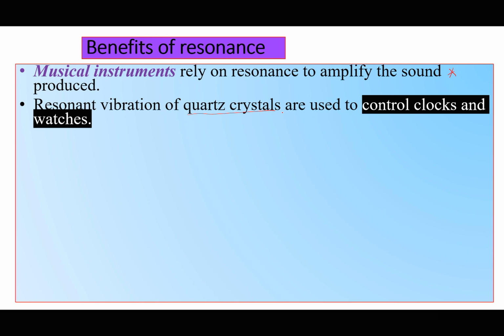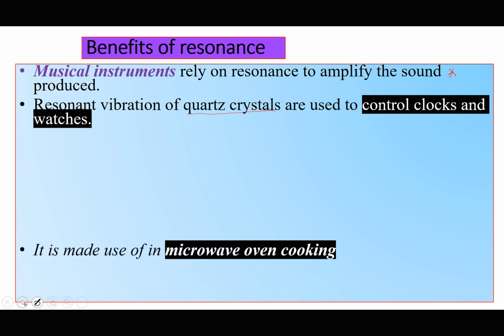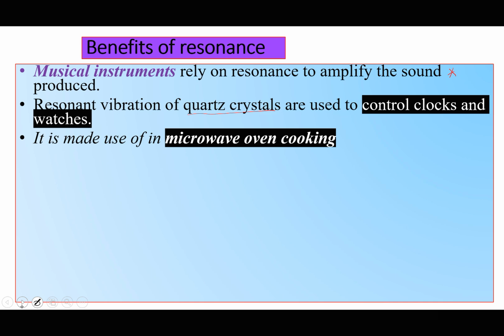The most common application of resonance at home, I think, is microwave oven cooking. Microwave oven cooking is a common application of resonance at home. How is this possible? How is microwave oven cooking using resonance? The microwaves used have a frequency that matches the natural frequency of vibration of water molecules. So the microwave is the driver system, the water molecules is the resonating system.